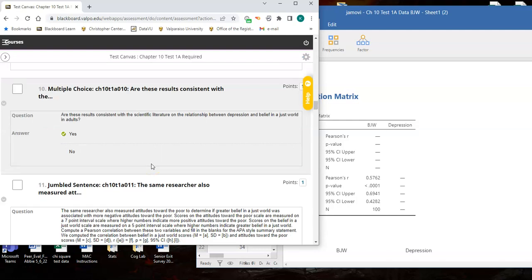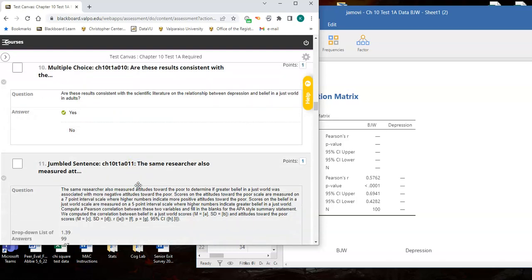Are these results consistent with the literature? Yeah, if you read the first description of question 1, it said that previous research did find an association between belief in a just world and depression. So we kind of replicated that effect. So this is consistent.